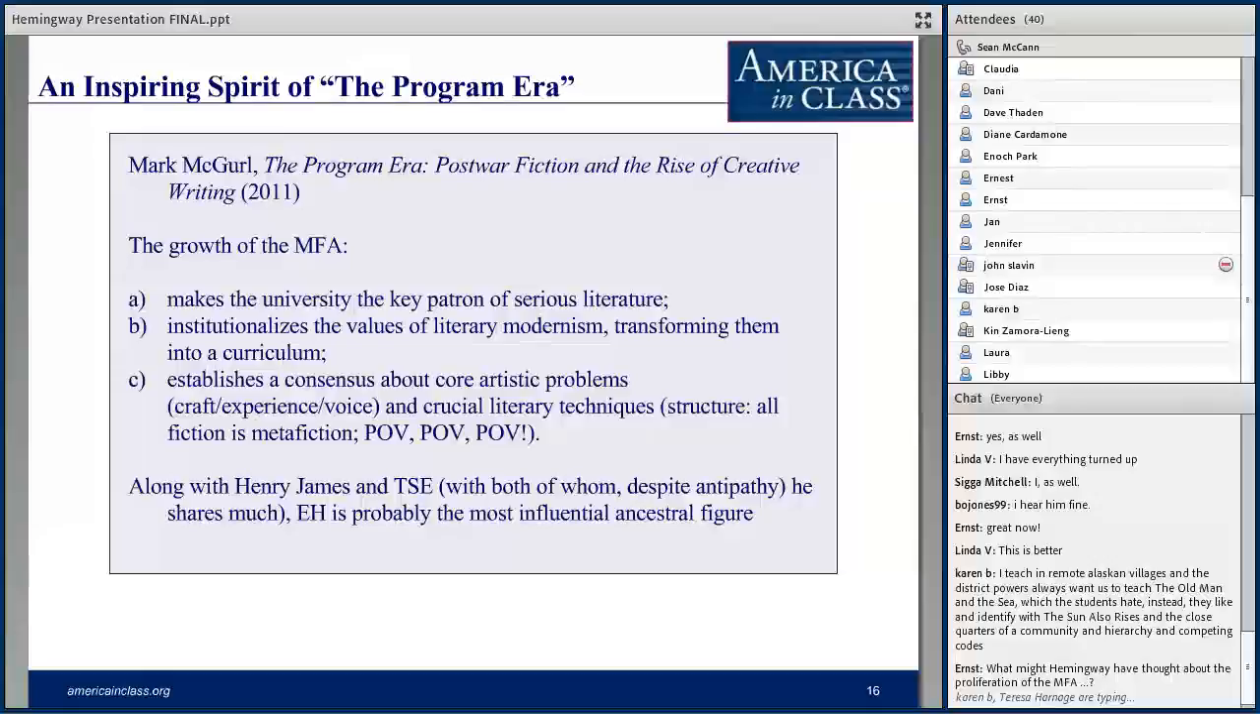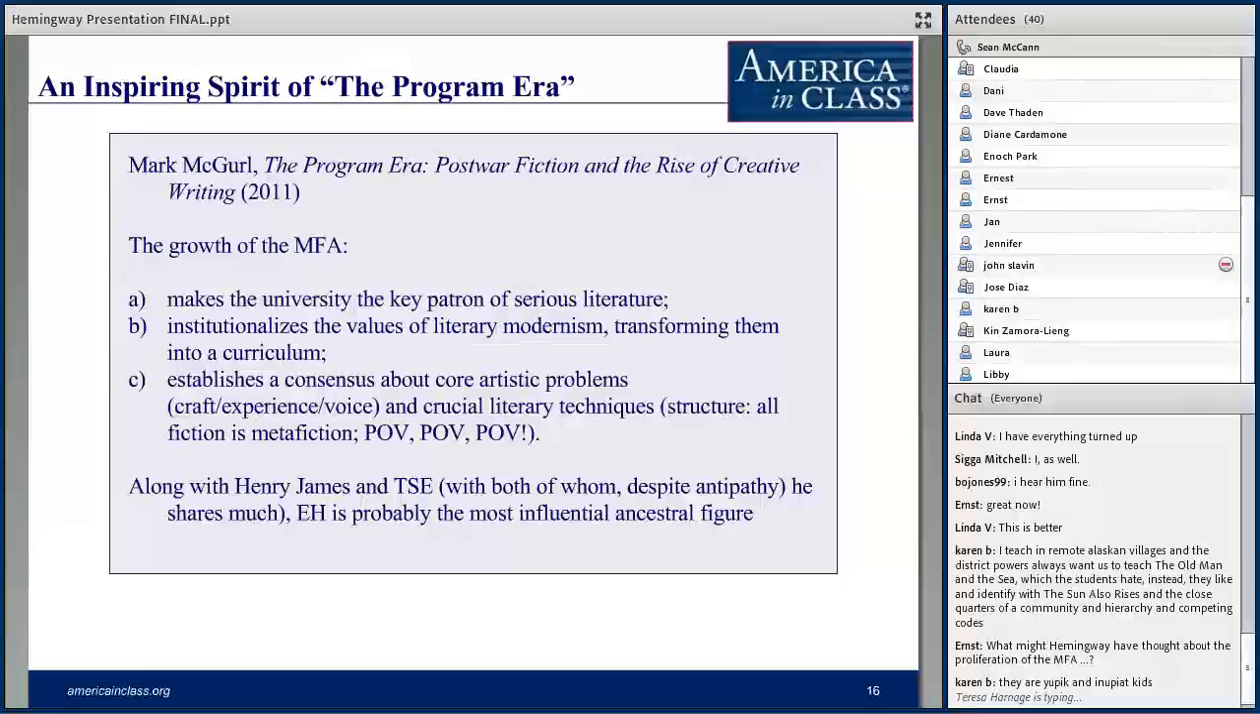The power of literature to connect. I wouldn't have guessed that, but I admire their taste, I guess. I think The Sun Also Rises is a vastly better novel than The Old Man and the Sea. And Karen writes, they are Yupik and Inupiat kids.